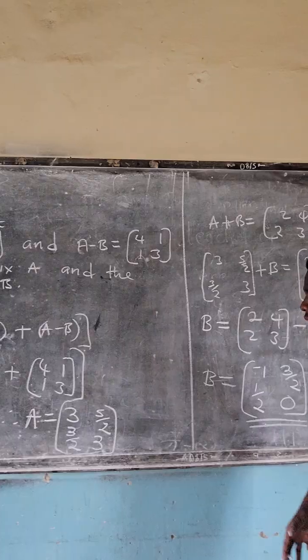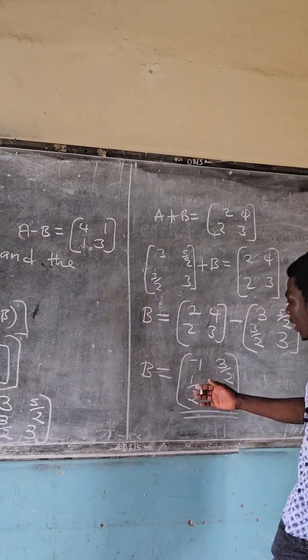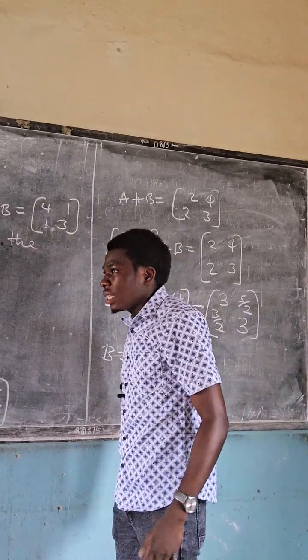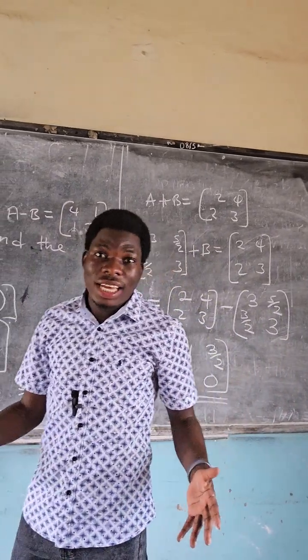Having found matrix A and matrix B, we can simply now get the inverse of matrix B. How can we get the inverse of matrix B? That is your task.